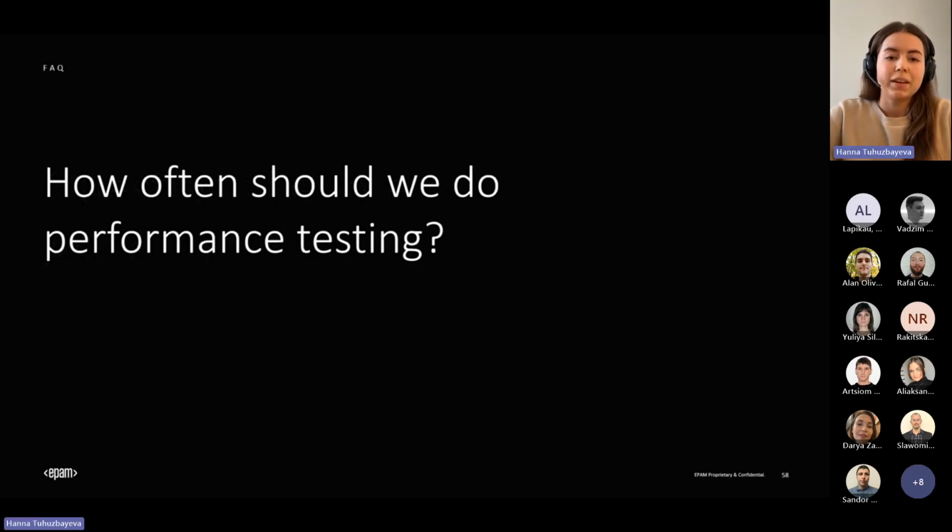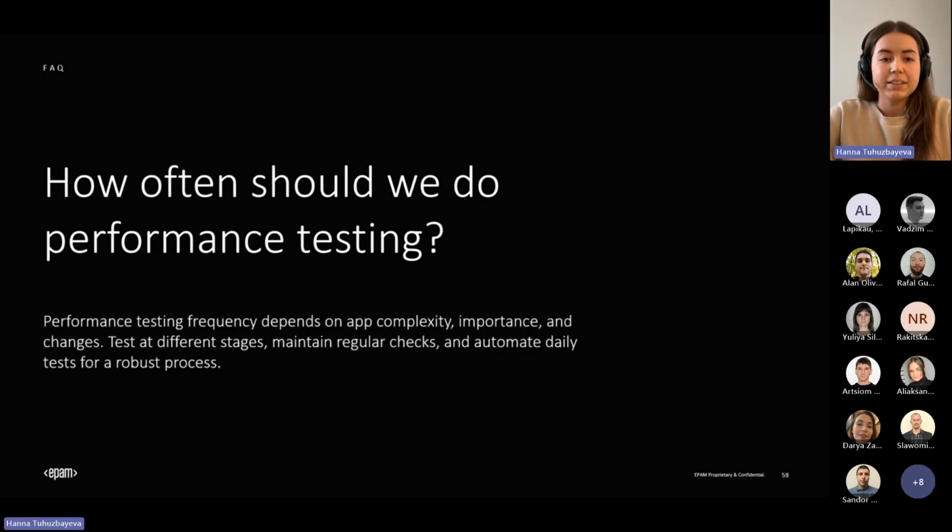Firstly, how often should we do performance testing? The answer is that performance testing frequency depends on several factors, such as your application's complexity, criticality, and how fast it changes. You should test it at various stages, like early development, before big updates, after changes, and also during scaling. It's better to test regularly to ensure consistent performance and automate daily tests for a healthy testing process.